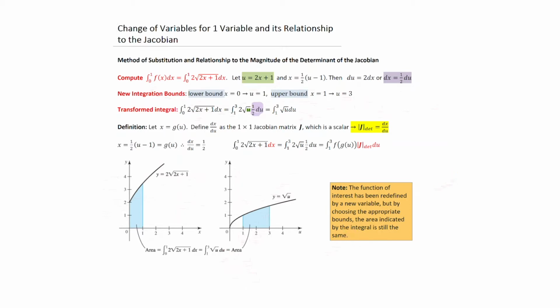All right, so now we make the connection to the Jacobian. We've just gone through an illustration, and now let's see how we can relate this to a Jacobian. Well, the first thing we do is we're going to just let x be some function of u.